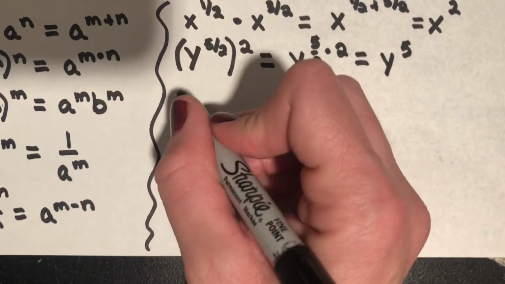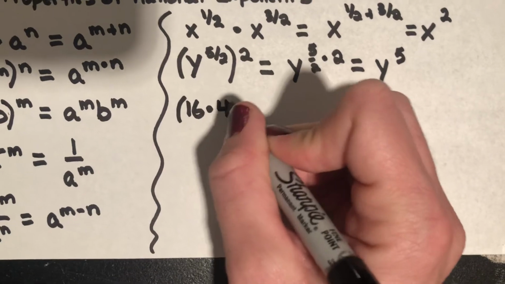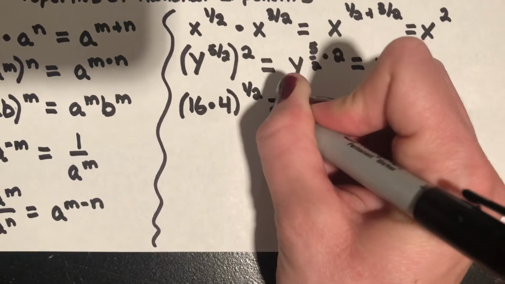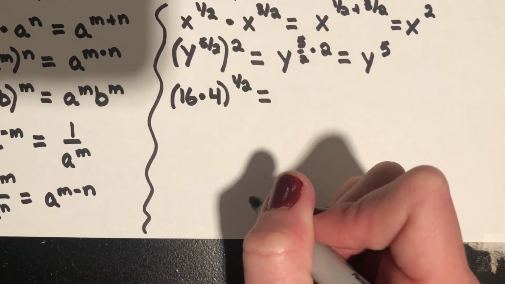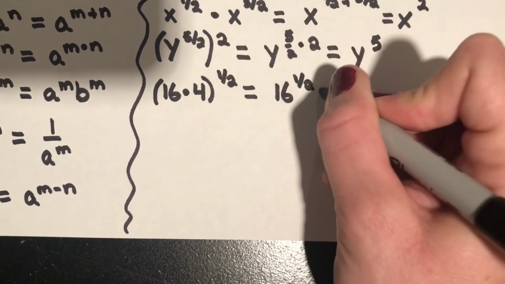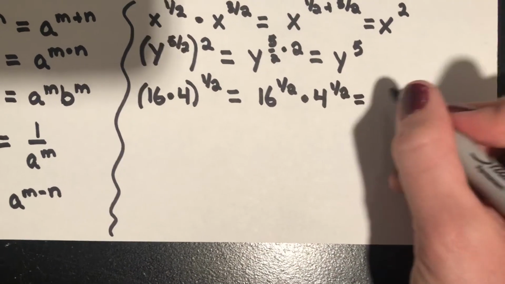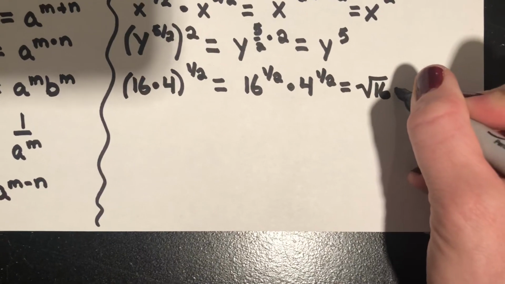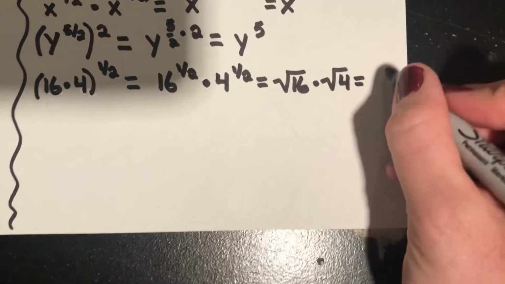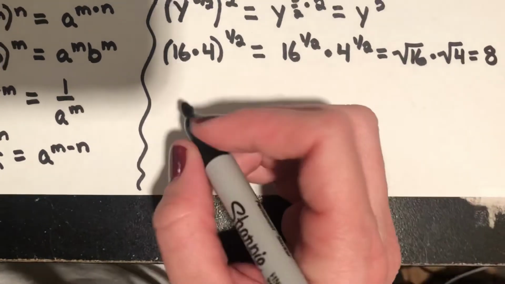All right, our next one is going to be 16 times 4 raised to the 1/2 power. Now, anything raised to the 1/2 power, we also know that's the same thing as saying a square root of. So 16 to the 1/2 times 4 to the 1/2 is the same thing as saying root 16 times root 4. 4 times 2, which is 8.